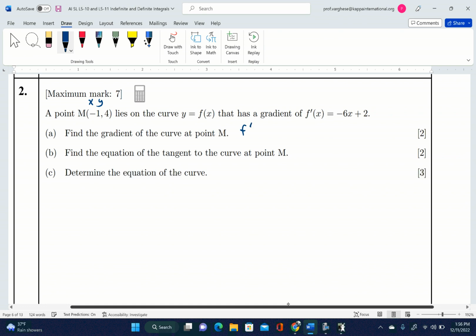f prime of, in this case, our x is -1. So we're taking -1 and plugging it in here. So -6 times -1 plus 2. That's 6 plus 2, which is equal to 8. Right, so that's our gradient. Part B, find the equation of the tangent. So let's start with our point slope.